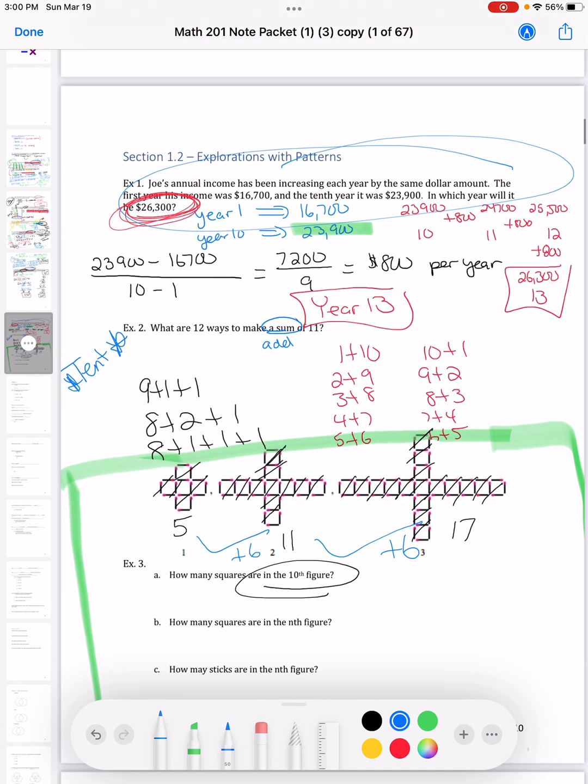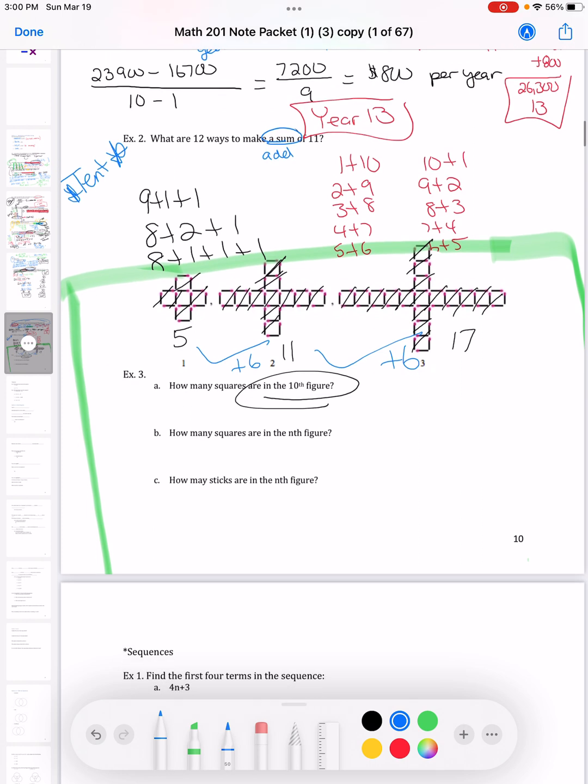So very similar to the first problem that I did up here where I kept adding 800, I'm just going to keep adding 6. The first picture had 5 squares. The second picture had 11 squares. The third picture had 17 squares. If I keep adding 6, I would get 23 for the fourth.